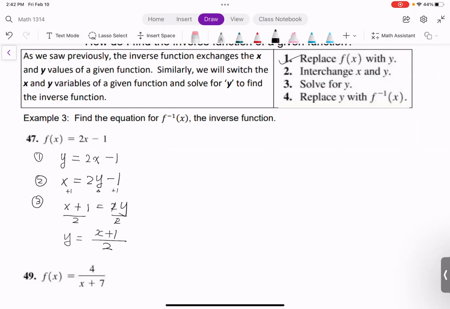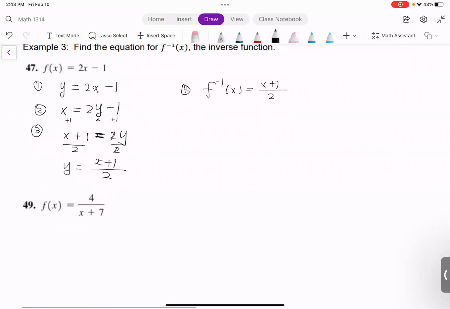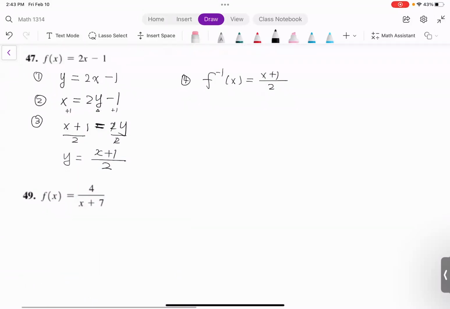Because I know that this is an equation, it's okay if I move the y to the left and all the other terms to the right. Number 4, replace the y with the symbol for the inverse function of f: x plus 1 over 2. Okay, you can pause the video and think about it.